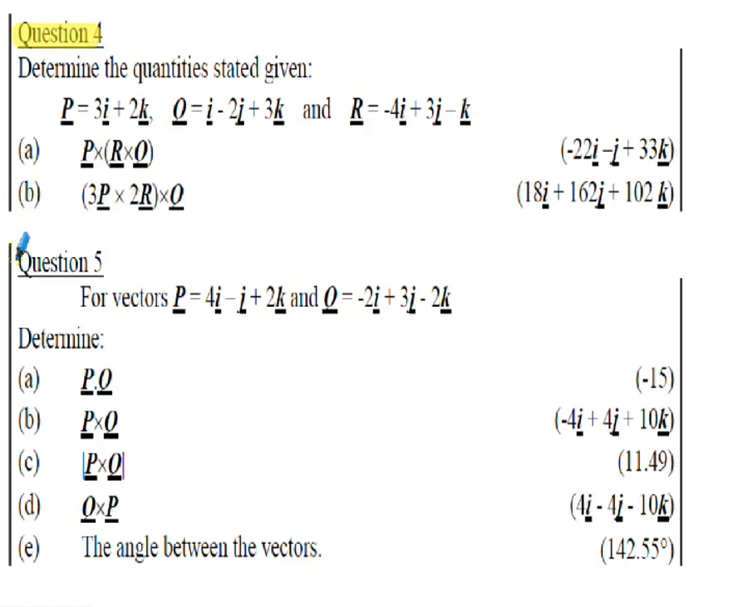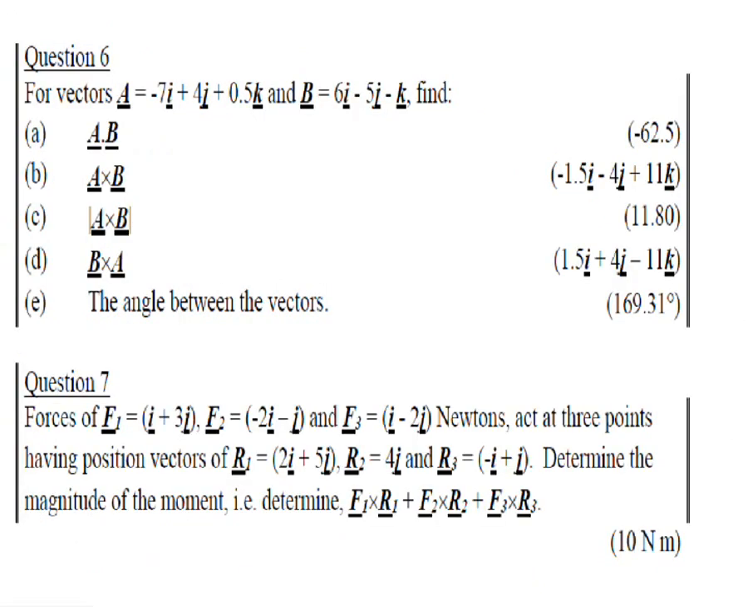Question 4 and question 5 are given here, similar kind of questions as on the previous slide. Part E of question 5 does want us to find the angle between the vectors, so you have to use the equation we derived previously for the sine of the angle equals the a cross b over the modulus of a times the modulus of b. In question 6, similar kind of question, given vectors a and b. Going to find the angle again between the vectors.